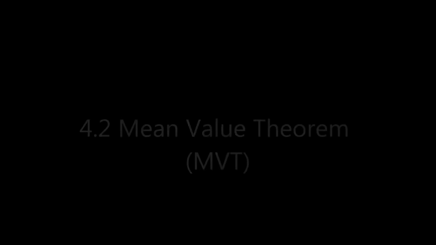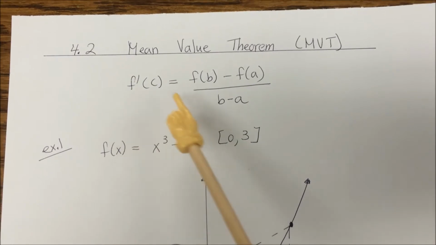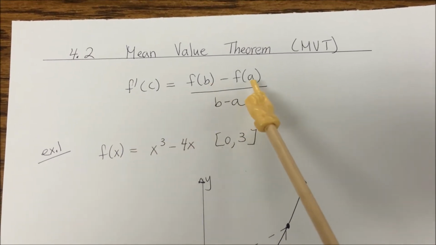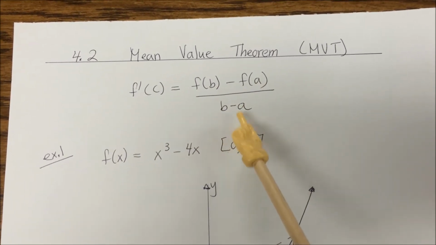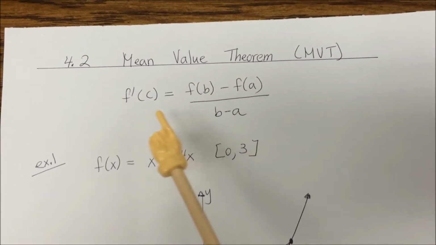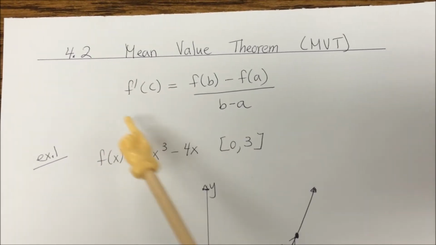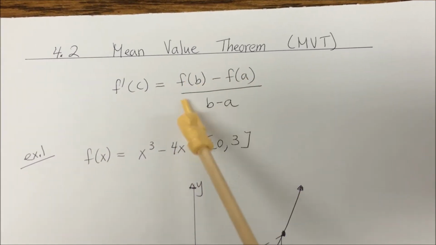Section 4.2, the Mean Value Theorem. We're going to take this equation right here, f prime equals f of b minus f of a, divided by b minus a. And this right here you should recognize is actually a slope equation. So we're saying that something that is differentiable, that you can take a derivative of, is equal to the average slope.